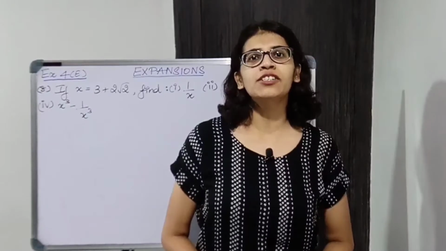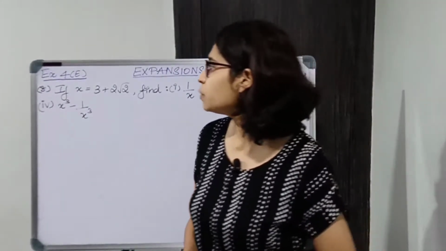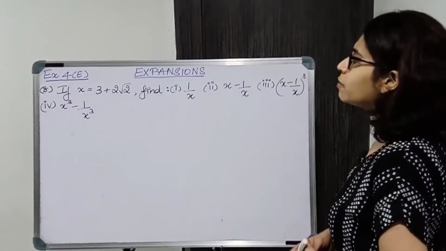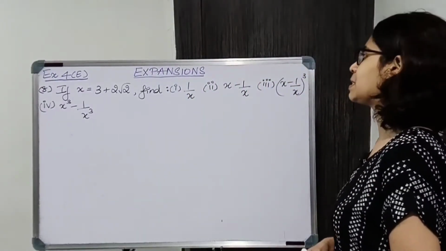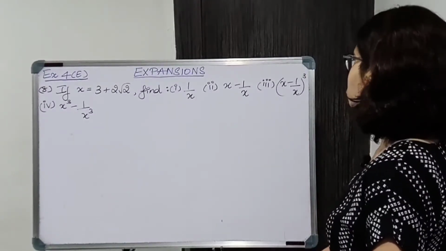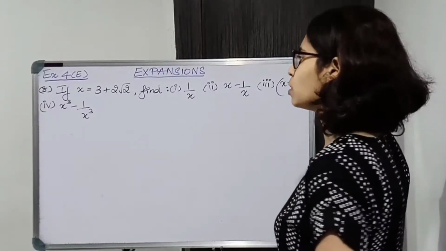In this video, we'll continue with exercise 4E from chapter expansions. So starting with question number 8, if x is equal to 3 plus 2 root 2, find first part 1 upon x, second part x minus 1 upon x, third part x minus 1 upon x the whole cube, and fourth part x cube minus 1 upon x cube.